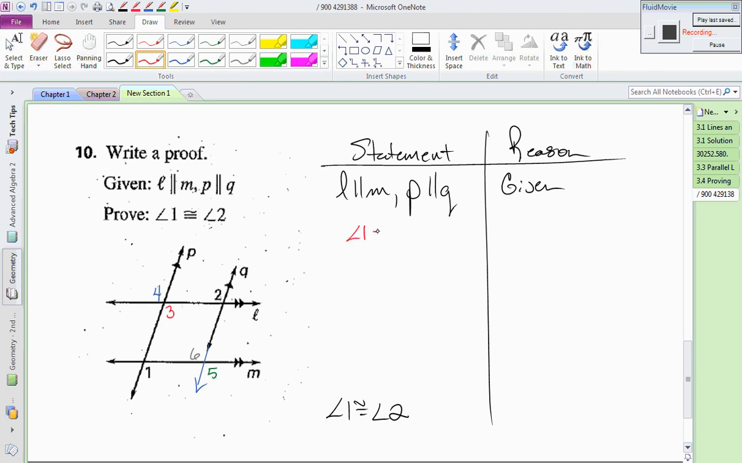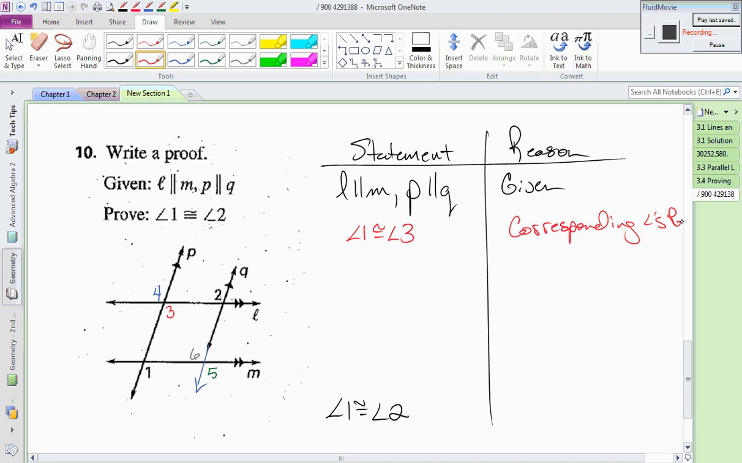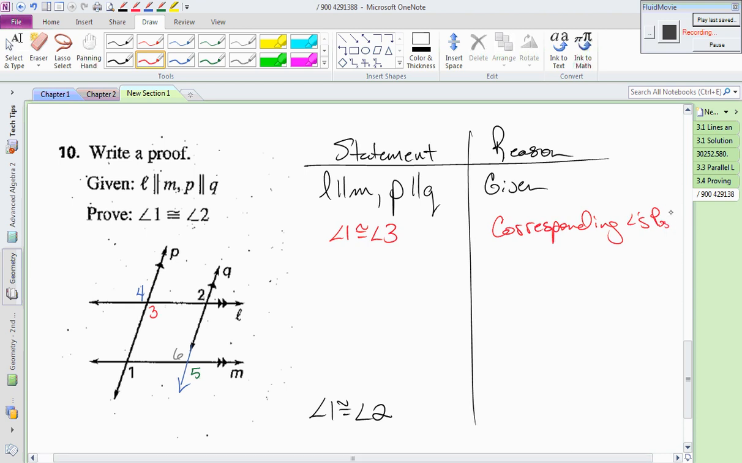Angle 1 is congruent to angle 3 because those are corresponding angles. It's actually a postulate, but I'm running out of space. And then from there, 1 is in the proof. I want to get 2 in the proof, and if possible, I want to get it in using angle 3, because then we can connect those through substitution. And I can say that angle 2 is congruent to angle 3 because they are alternate interior angles. Again, it is the postulate.